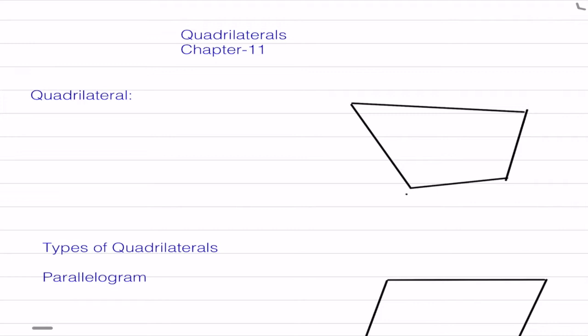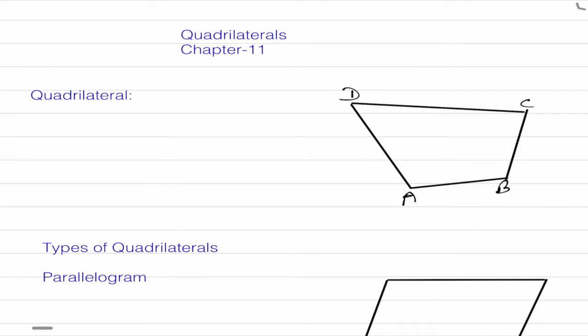So, you can see this figure here. AB, BC, CD and DA are the four line segments. So it's a closed figure. So ABCD is a quadrilateral. It could be of any shape, but the thing is it should be bounded by four line segments.